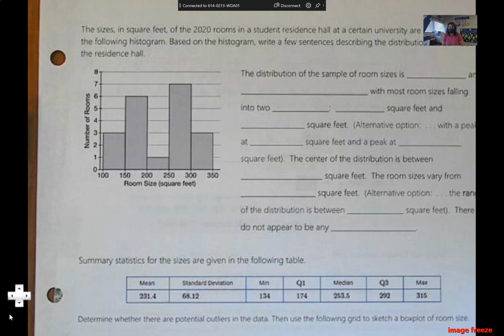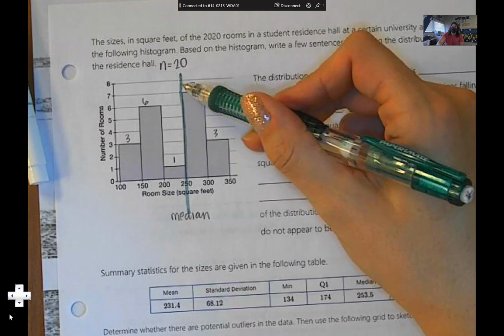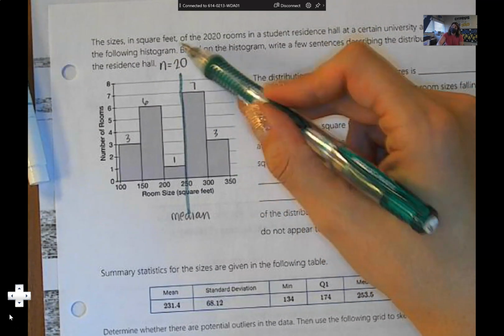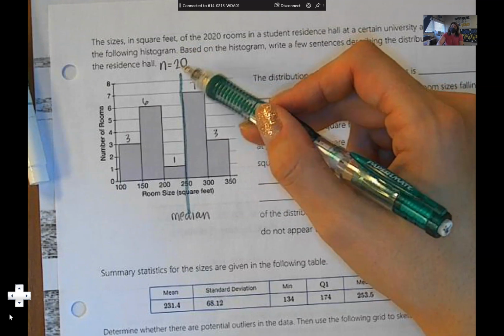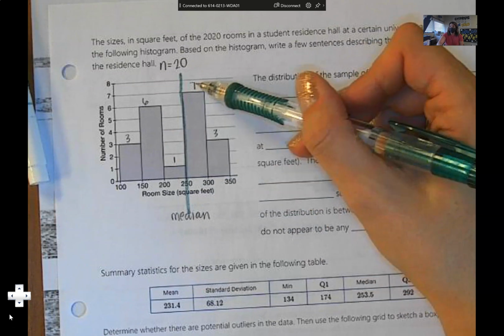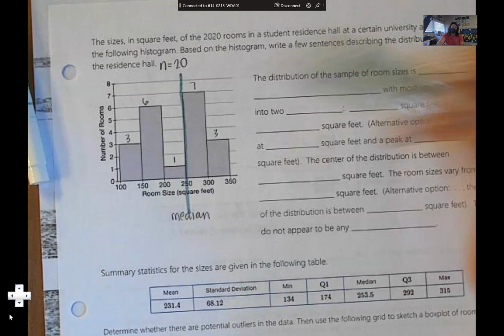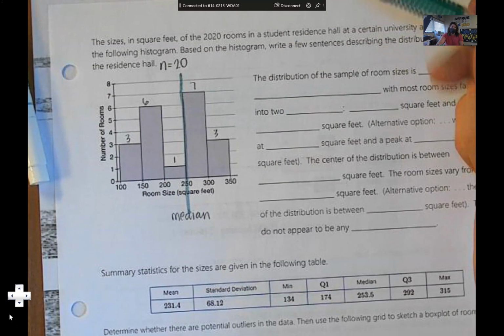Okay, about 20. 10. So I have that it's right on the 250. There are 20 rooms that they got the size of. That means the median is in between the 10th and 11th observation. So it's right on that 250 line. Does that make a little bit of sense what's happening there?